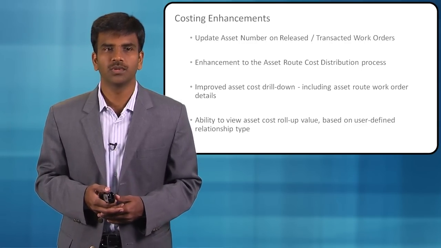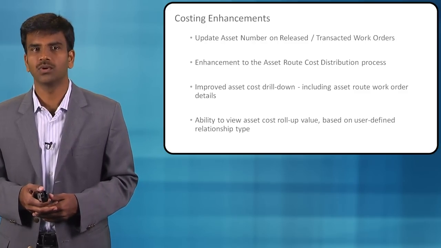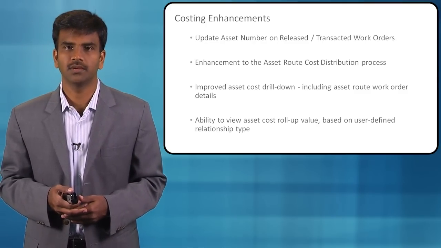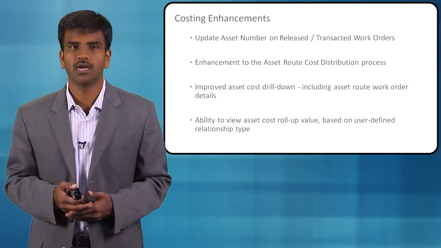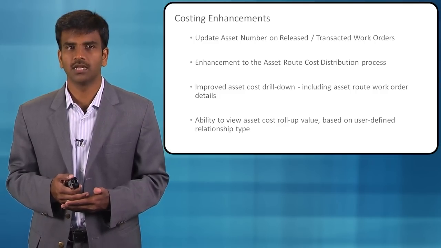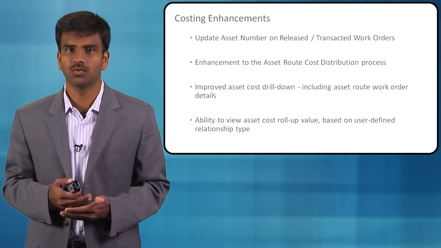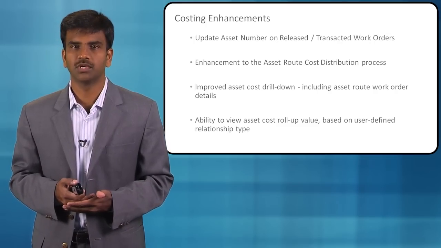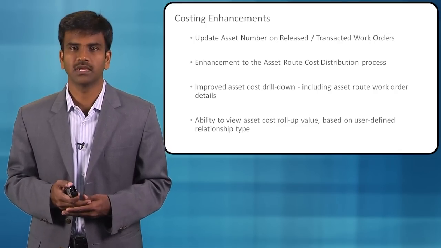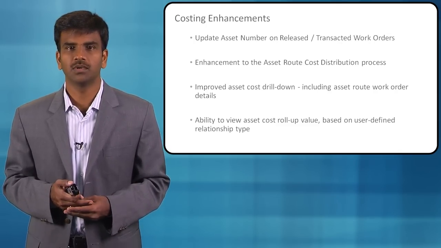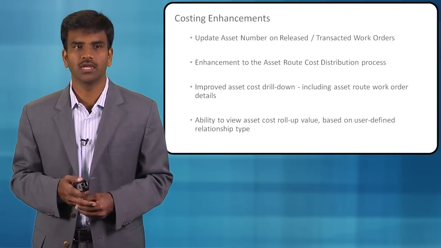And also we have improved the asset cost drill down by including the asset route work order details in the work order drill down details. Now the asset drill down is going to show the asset route work order as well, with the apportioned percentage value that comes from that particular work order and which is applicable to the member assets that we are querying for.